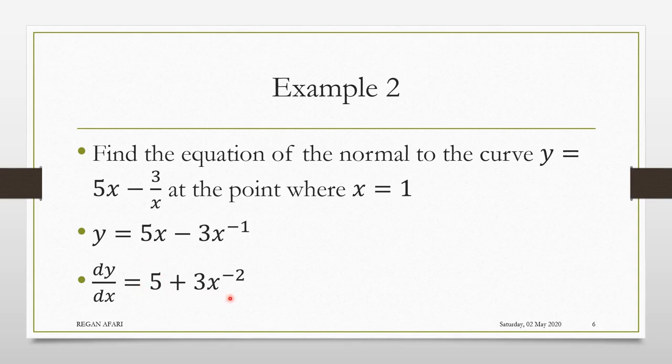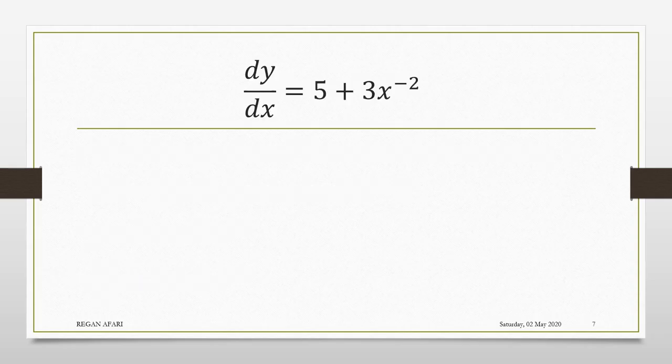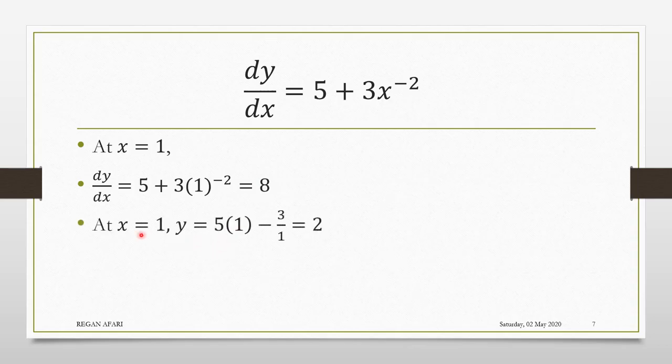Now we want to find the gradient at x equals 1. You just put 1 in place of x, and the gradient is 8. Now we also need to look for the y1. Since we know the x value, let's look for the corresponding y value. We do that by putting the value of x into the curve, and that gives us a y value of 2. So now we know our gradient, we know x1, we know y1.